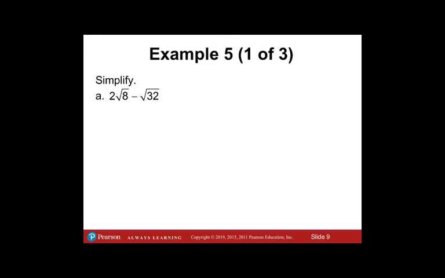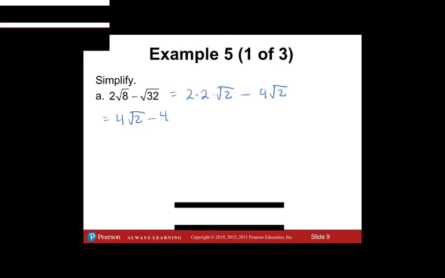Okay. The square root of 8 is the square root of 4 times 2, so ultimately that's going to be 2 times the square root of 2. 32 is what? 16 times 2? The square root of 16 is 4, so that's 4 times the square root of 2. I skipped some steps there, but you should be able to. So then ultimately, we're going to get 4 root 2 minus 4 root 2. It looks like that answer is 0.